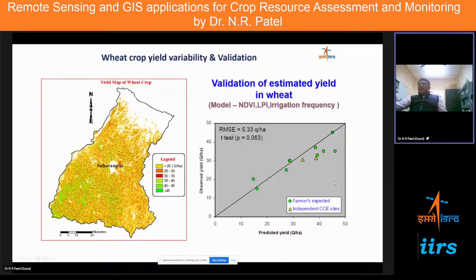Even so, we were able to develop a model using NDVI, land productivity index, and irrigation frequency to forecast yield in Saharanpur with quite reasonable accuracy. The error is around 5.33 quintal per hectare. If we consider 35 or 40 quintal per hectare, we can say around 15% error is there.